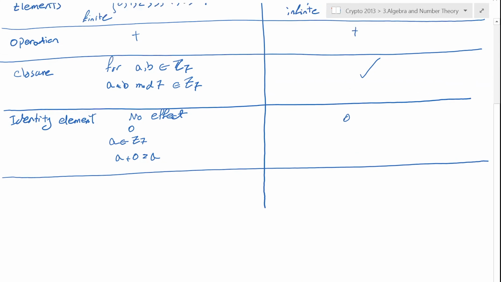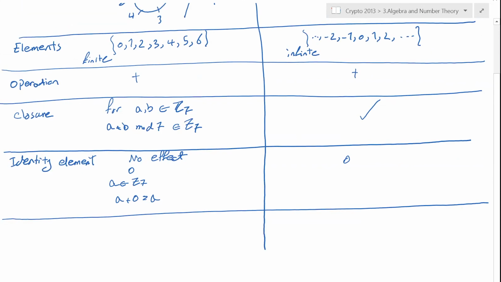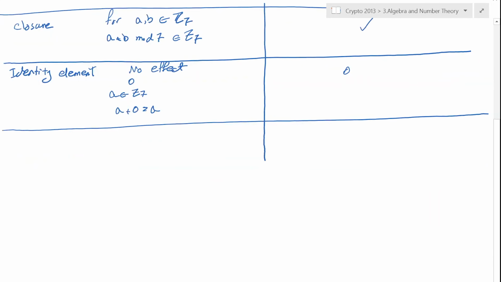And when the operation is multiplication, that identity element is always 1, because if you multiply any number by 1, you get itself. So that is the identity element.